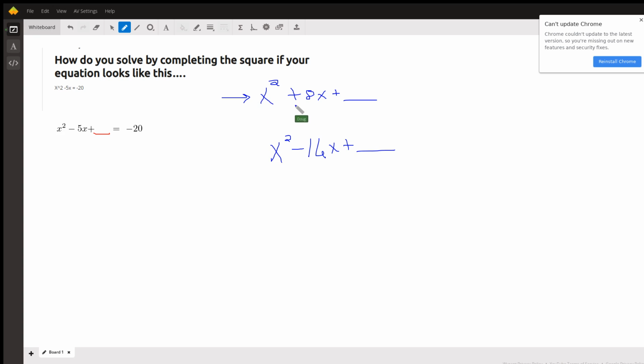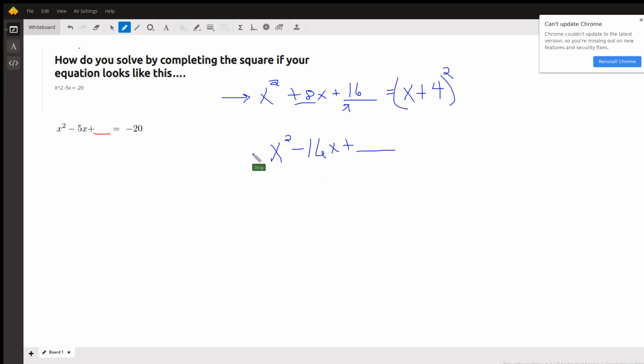You just have to take half of this number, half of b, and then square it. So half of 8 is 4, 4 squared is 16. Putting that 16 in that blank completes the square, because now this can be written as x plus 4, the quantity squared.